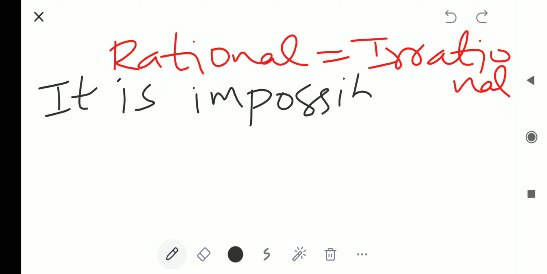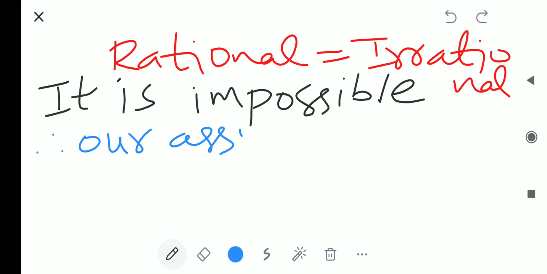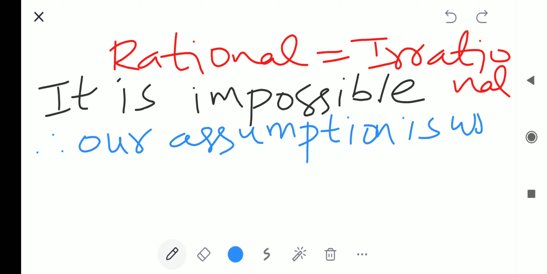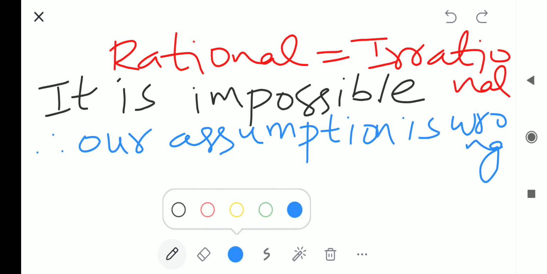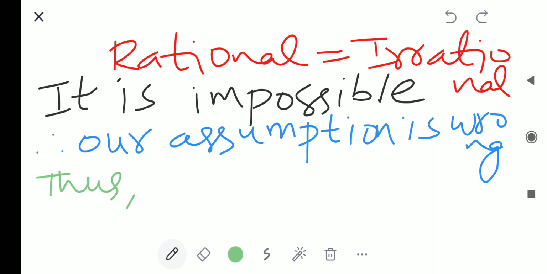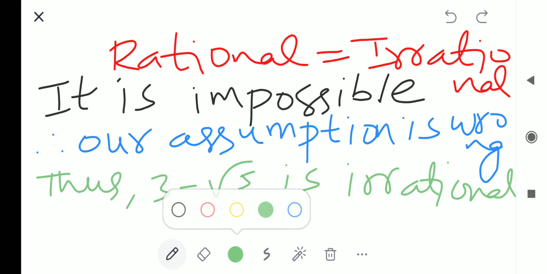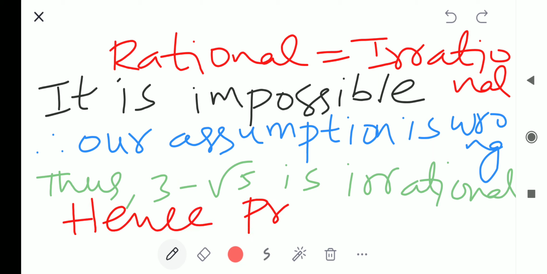This mathematical absurdity, this impossibility, has occurred due to our wrong assumption. Therefore, our assumption is wrong. Thus, I can say that 3 minus root 5 is irrational. With this, RTP is proved, so the problem is proved by the indirect method of proof.